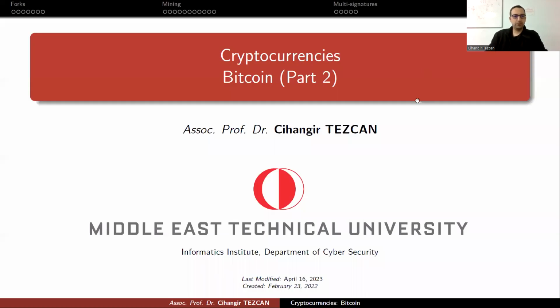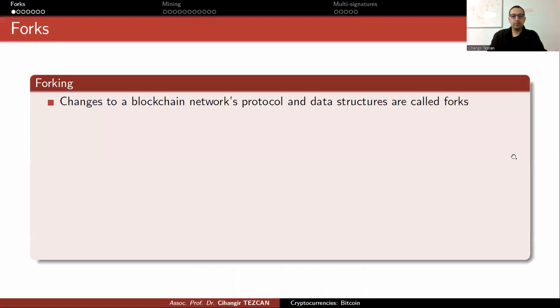All right, so we continue with Bitcoin and we are going to talk about forks. Of course, forks are a generic topic for every blockchain, and we will give the general idea and then talk a little bit about forks that happened in Bitcoin. So changes to a blockchain network's protocol and data structures are called forks.